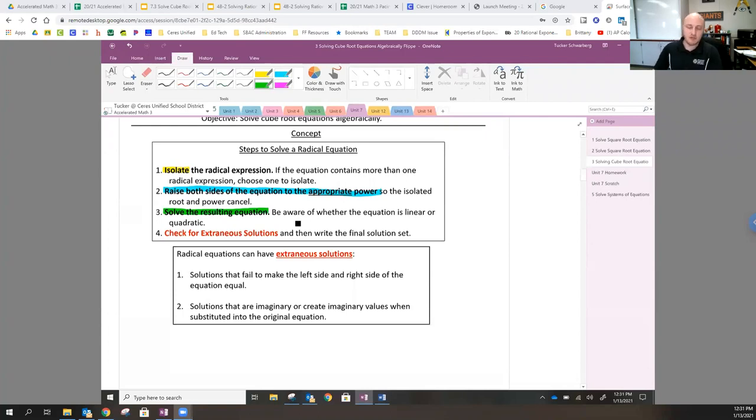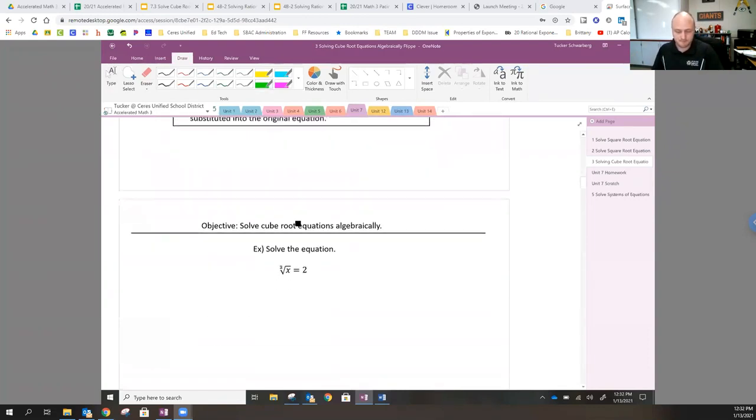And then lastly, we will check for extraneous solutions, checking to see, okay, does the left side equal the right side? Now, we don't have to worry with cube roots, again, about negative radicands giving us imaginary values. So that's something that we're not going to have to worry about in this instance.